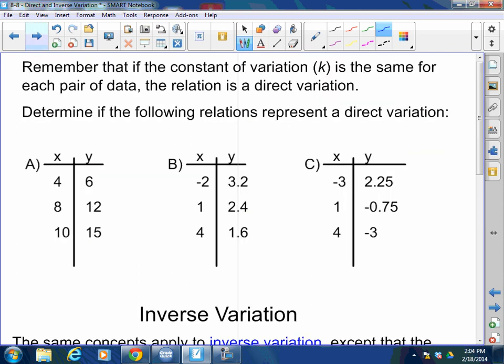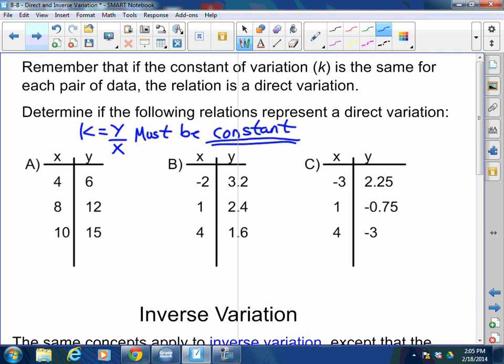Sometimes they're going to give you a table, okay? So I want you to remember this. Remember that if the constant of variation is the same for each pair of data, then the relation is a direct variation. If they give you a table and say, determine if this is a direct variation or an inverse variation, you're going to have to test the k's. In order for this to be a direct variation, k, which is y over x, must be constant. That means it's got to be the same for every single y over x.